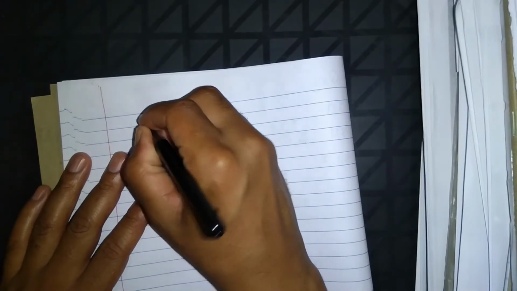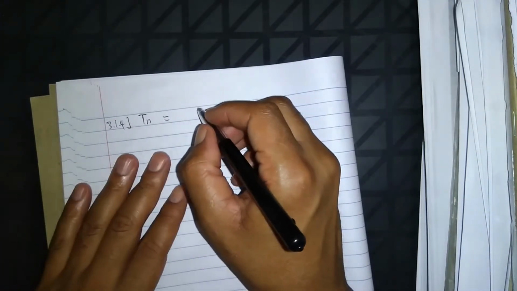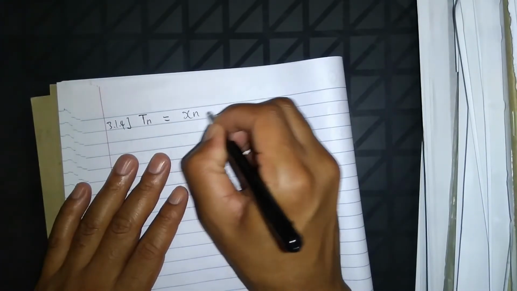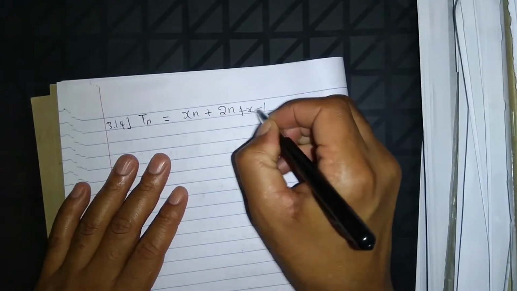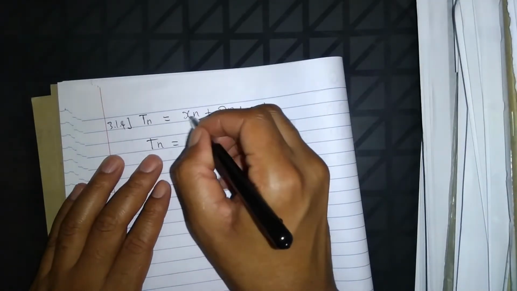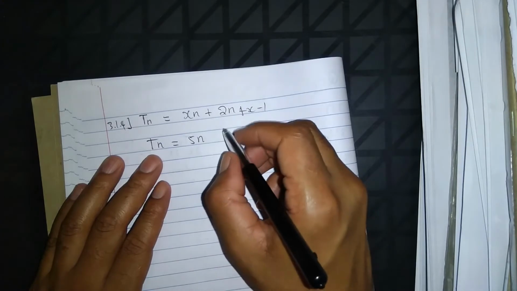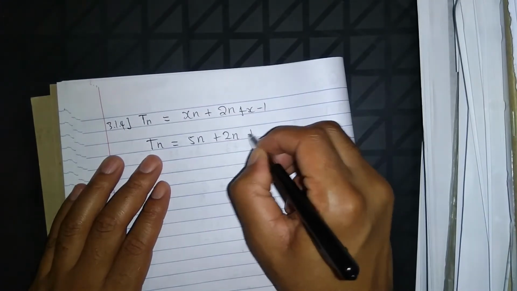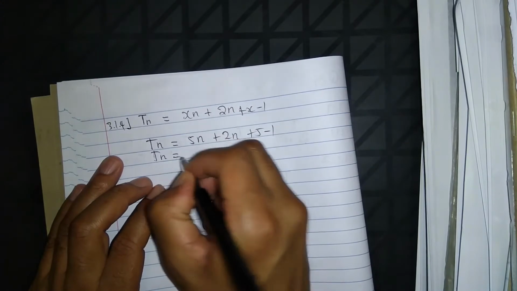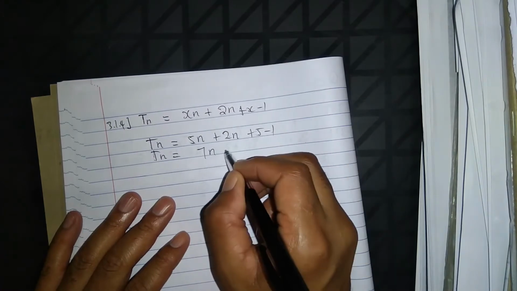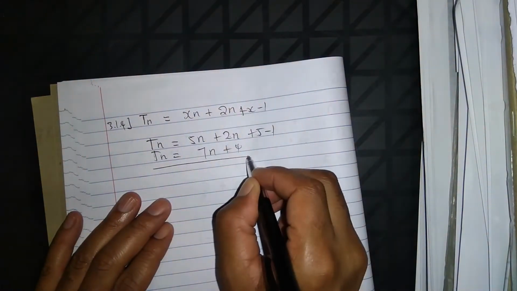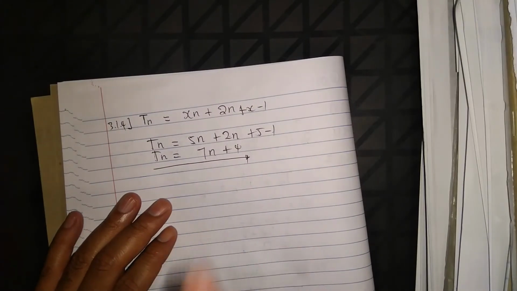Okay, so for now the value of n, Tn for 3.1.4. Tn is equal to xn plus 2n plus x minus 1. Since we calculated the value of x, which is 5, I substitute this. We're going to get 5n plus 2n plus 5 minus 1. Tn is equal to 5n plus 2n is 7n. 5 minus 1 is plus 4. So yeah, simplify, because it's only 7n to answer this question.